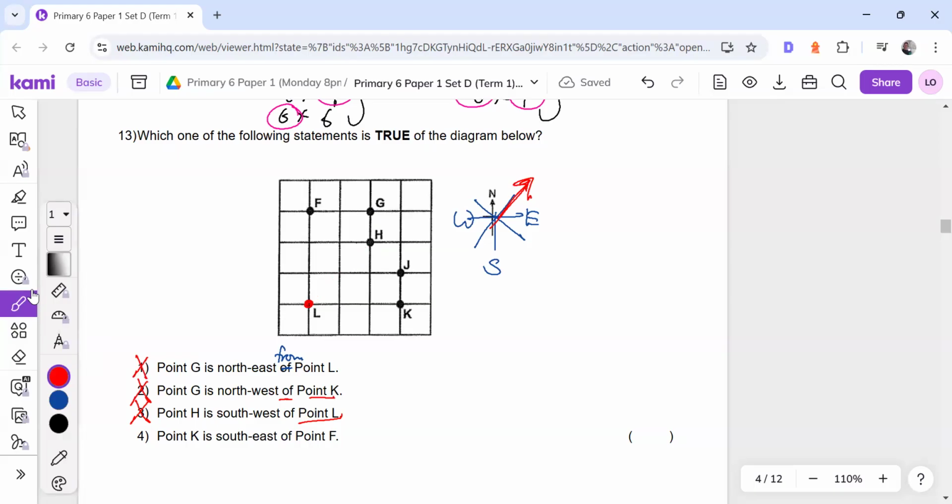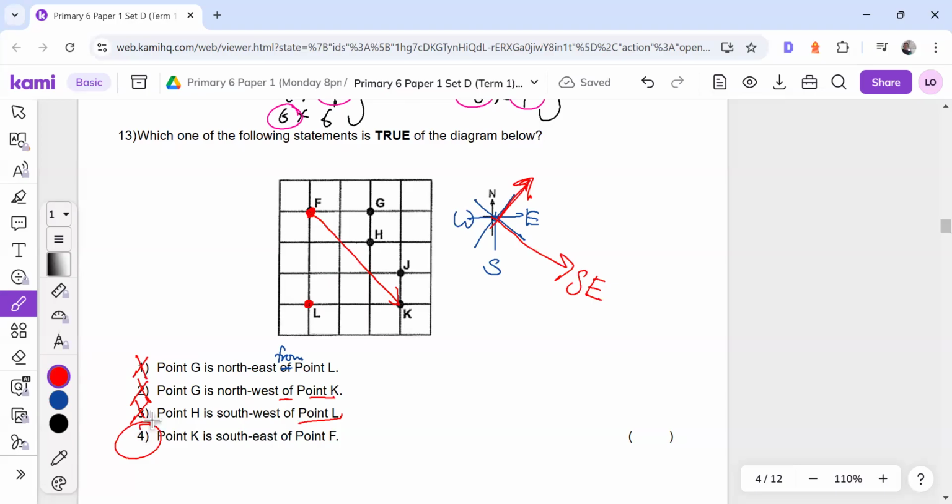Point K is southeast from point F. So from point F, you go to K. Take a ruler, and it cuts. Can you see that? It cuts the square into half. So what direction is that? Isn't that southeast? So your answer is number four. Right? Do you understand?